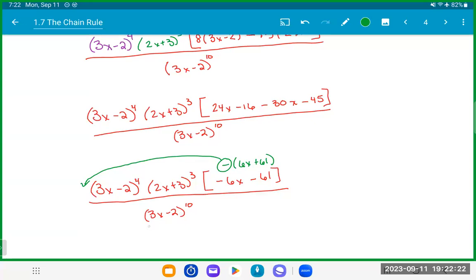And then the other thing, if you notice, we have 10 of these 3x minus 2's in the denominator. We have 6 of them in the numerator. So 4 would cancel with 4 of these and leave us with 6. Okay. So that would leave us with the final answer of negative 2x plus 3 cubed times 6x plus 61, all of that over 3x minus 2 to the 6th power.